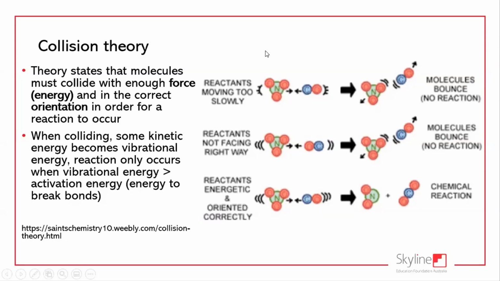So if you look at this image here, we have our two chemicals, and if they're moving too slowly, so they don't have enough kinetic energy, they're going to hit each other and then just move away. They need a certain amount of energy for a reaction to occur, and we call that the activation energy. Likewise, if they're facing the wrong way, well, they're hitting with enough force, but they're not hitting each other in a way that will actually break the bonds. The only way for a reaction to occur in accordance to collision theory is for there to be enough energy and there to be a correct orientation, which, as we see in the last image there, produces the best outcome, which produces the actual reaction.